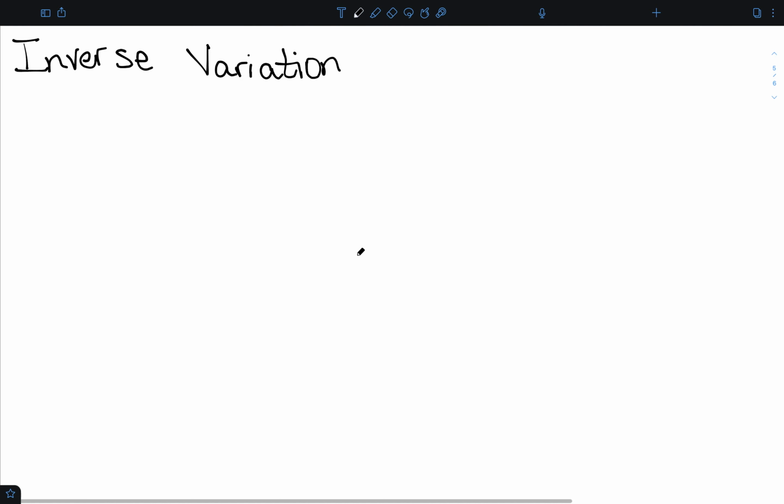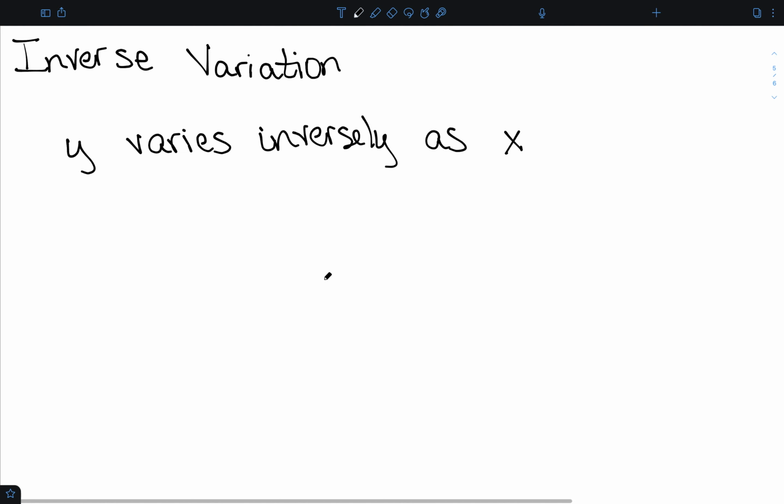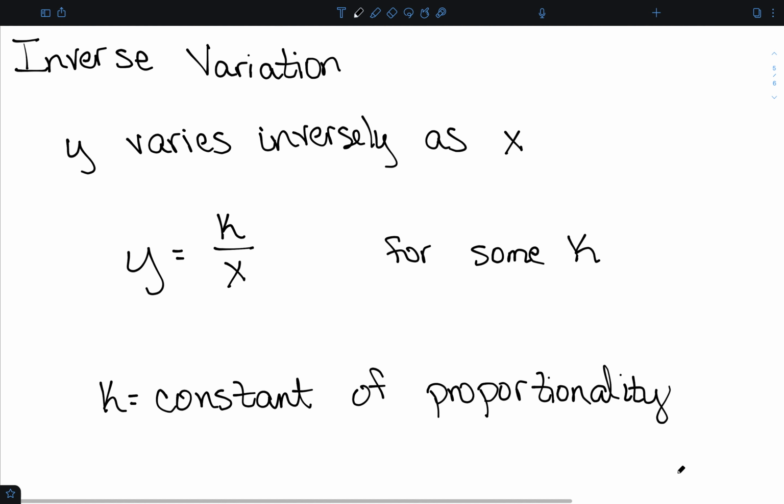Let's look at inverse variation. In this case, we say y varies inversely as x. And in this case, varies inversely means y is equal to k over x for some value k. So this time we actually have a fraction. We have y is equal to k over our value of x. And just like before, we say k is our constant of proportionality.